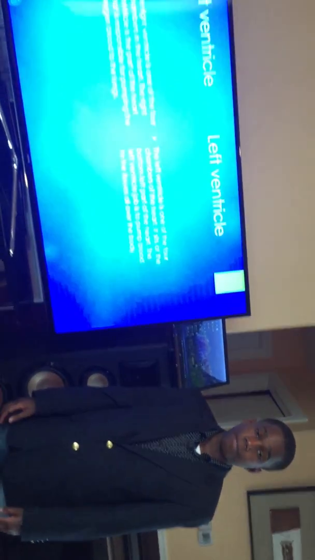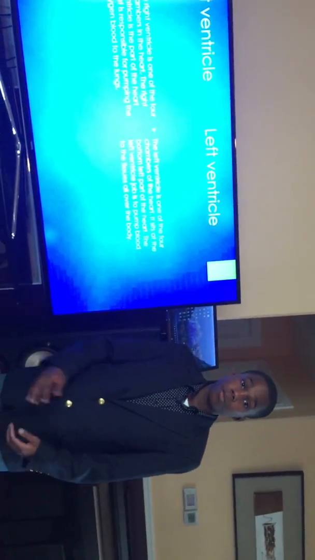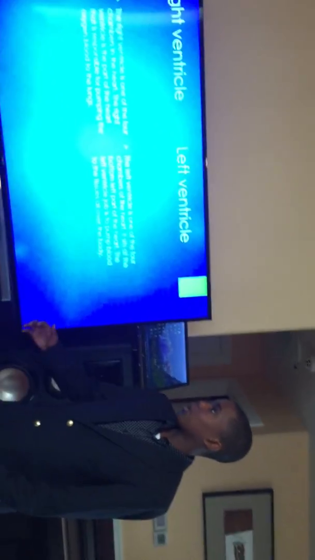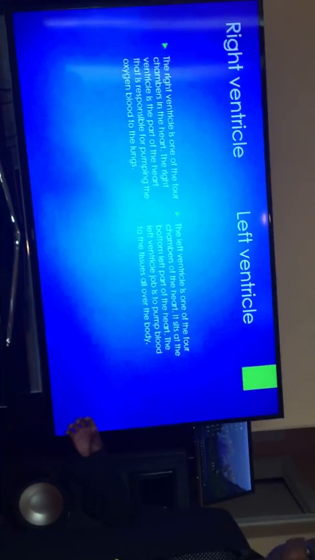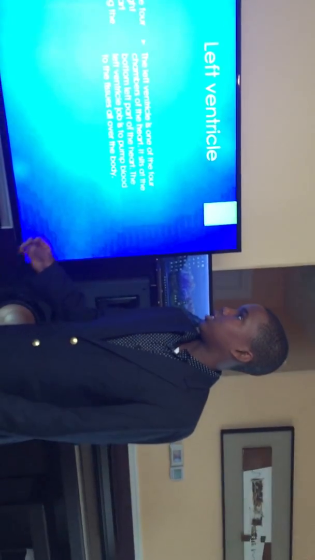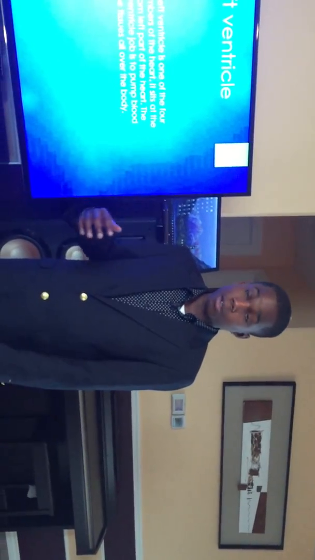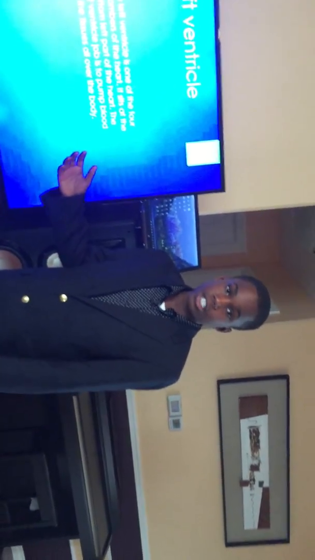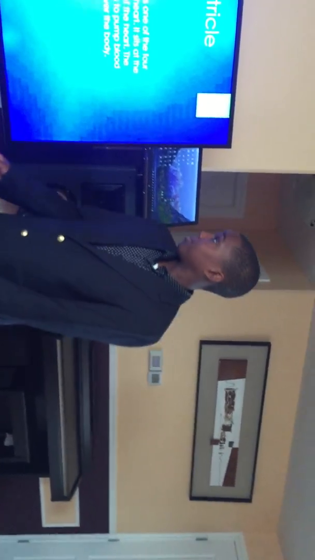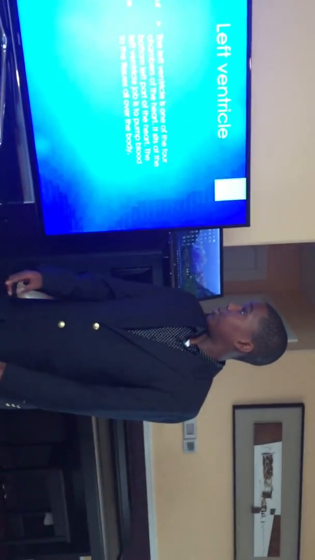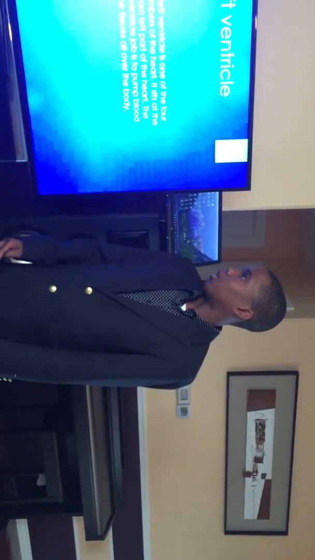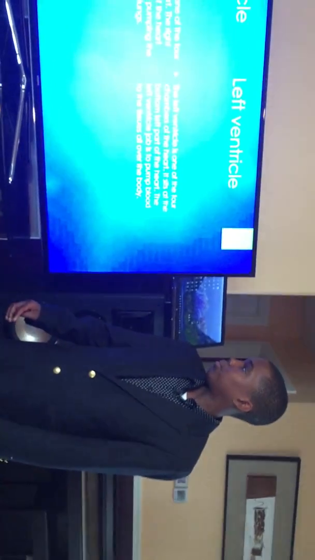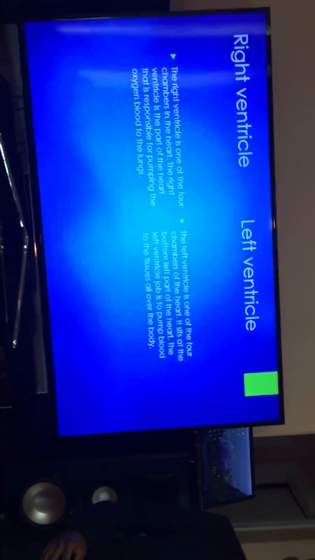The right ventricle and the left ventricle. The right ventricle is one of the four chambers in the heart. The responsibility for the right ventricle is to pump oxygen blood to the lungs so you can breathe. So it's one of the most important chambers. The left ventricle. The left ventricle is also one of the four chambers in the heart. It sits at the bottom left part of the heart. The left ventricle's job is to pump blood to the tissues all over the body.